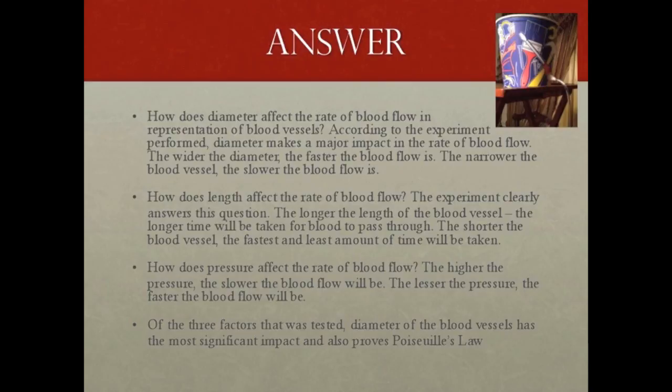Diameter had both the fastest and the slowest time for all the tests, including length and pressure. And in the Hagen-Poiseuille law, it has diameter to the 4th power, proving the importance of diameter in blood flow.